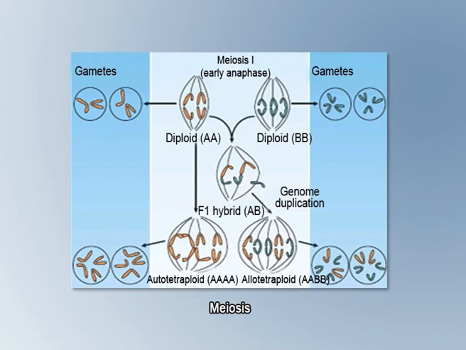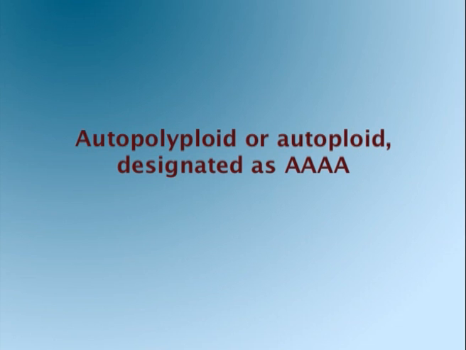If the diploid plants referred to in these two methods are distinct species whose genomes can be represented as AA, then the tetraploids derived from them will be autopolyploids or autoploids designated as AAAA.